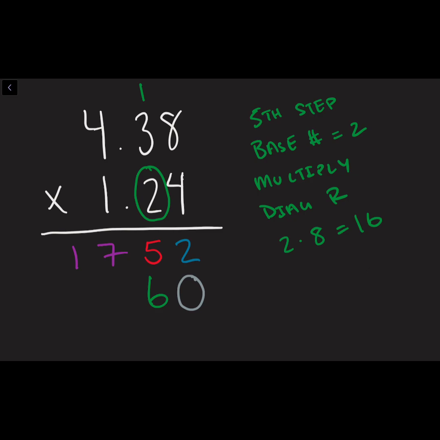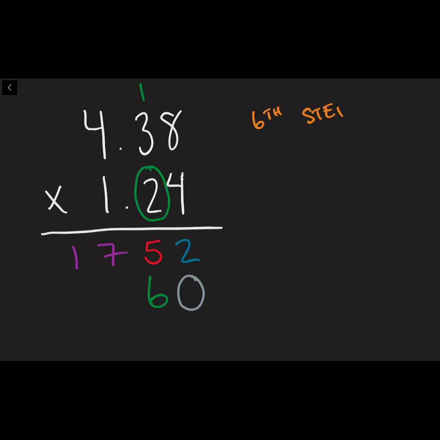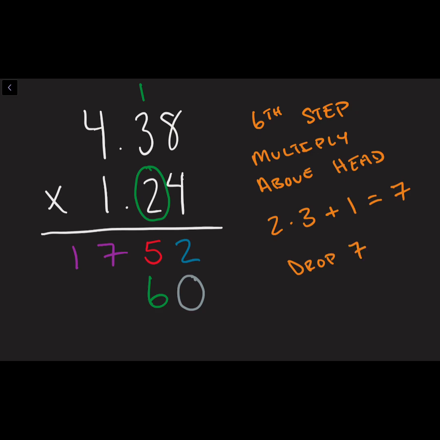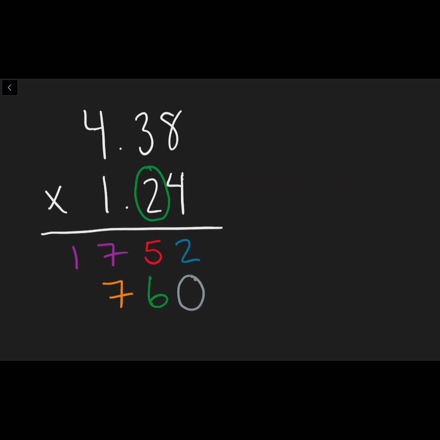So after we do that, now we're gonna get to the sixth step of the day. We got our sixth step. Now we're gonna be multiplying above head. And all that's going to mean is we're going to do 2 times 3. Can't forget this 1 up top, so we're going to do addition, plus 1. That's going to give us a 7, all right? So it's not a two-digit number, so we're just going to drop this 7 right here. Easy peasy. Drop our 7. Bang. I'm going to erase this 1 because we don't need it no more. And let's get to the seventh step of this problem.